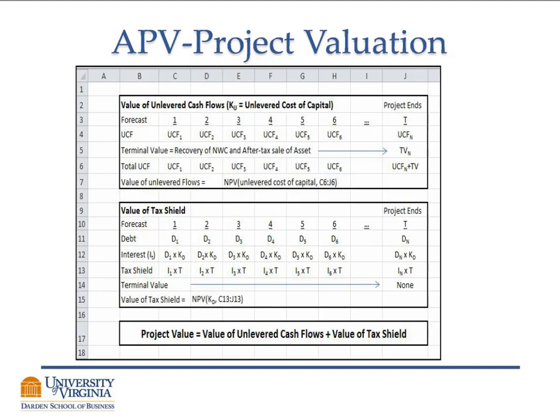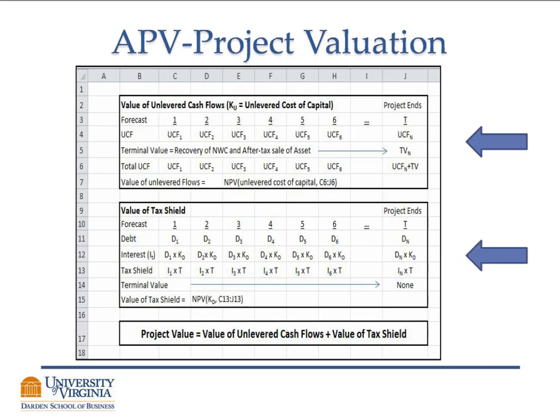Here we see the process of forecasting the unlevered cash flows for the life of the project. We also calculate the terminal value, which would be the recapture of net working capital and the possible after-tax proceeds from the sale of the asset. All flows are discounted at the unlevered cost of capital to get the value of the unlevered flows.